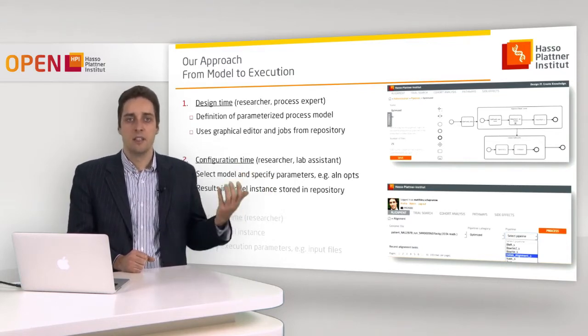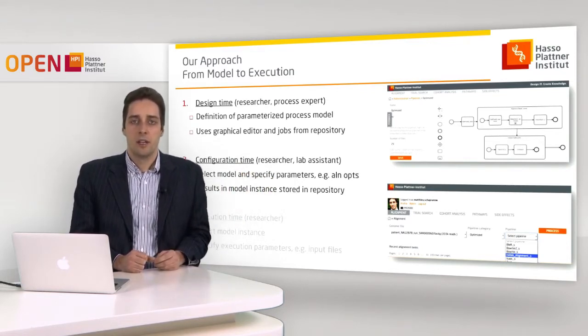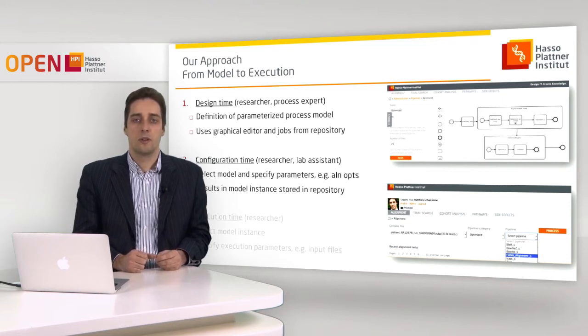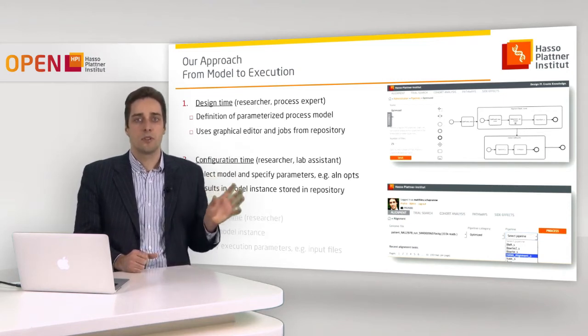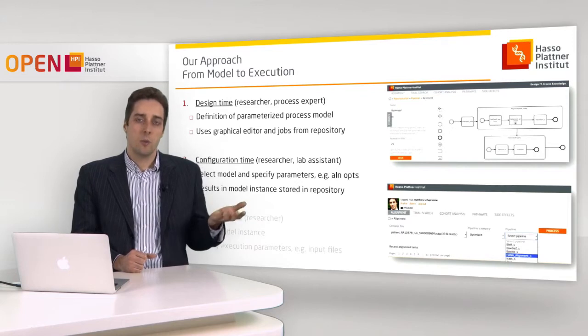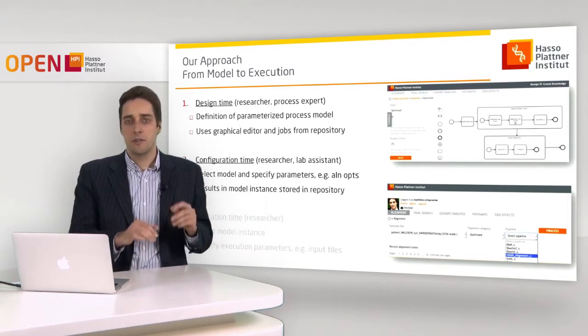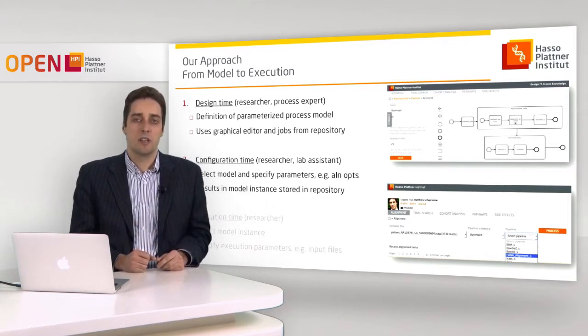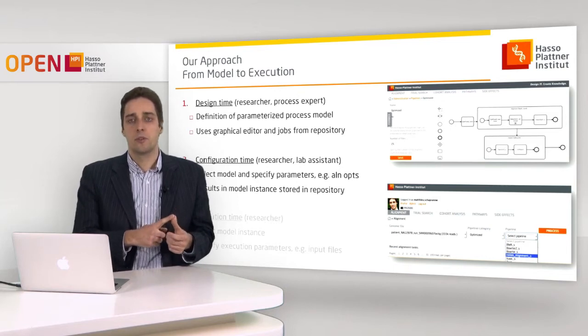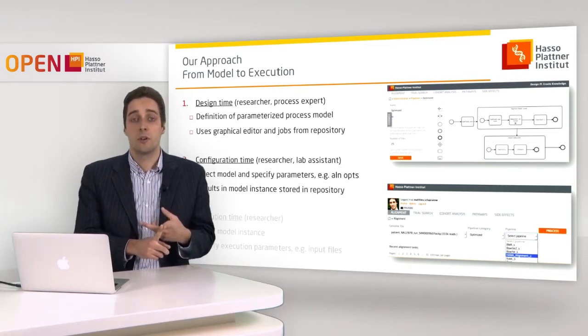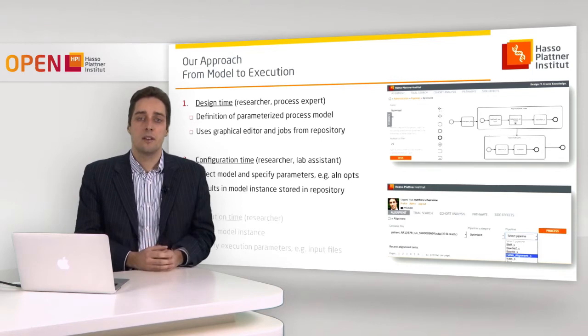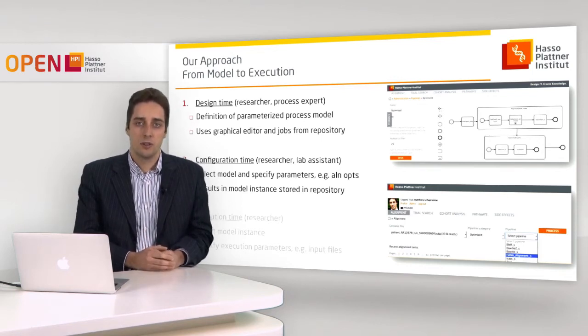The second phase is the so-called configuration time. The configuration time is how to configure one certain pipeline for a certain experiment, for instance. You take one of the pipeline models, give some static parameters, like this is always the reference genome we want to use, or this is the quality metric we want to take care of. And then you define one certain pipeline instance, which can then be triggered by the persons in the web lab.